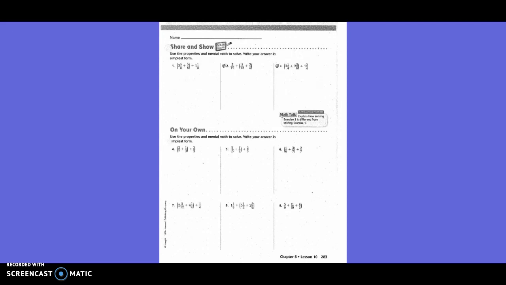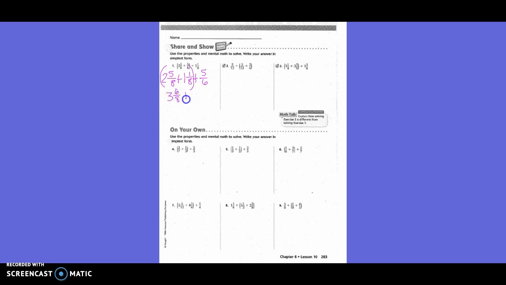So 2 and 5/8 plus 5/6 plus 1 and 1/8. What are we going to have to do? So the commutative property, we're going to have to write it in a different order, right? So 2 and 5/8 plus 1 and 1/8 plus 5/6. What am I going to put in parentheses? 2 and 5/8 plus 1 and 1/8. So what is 2 plus 1? 3. 5/8 plus 1/8 is 6/8.